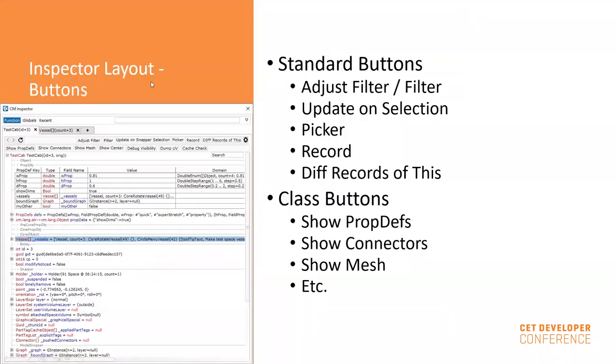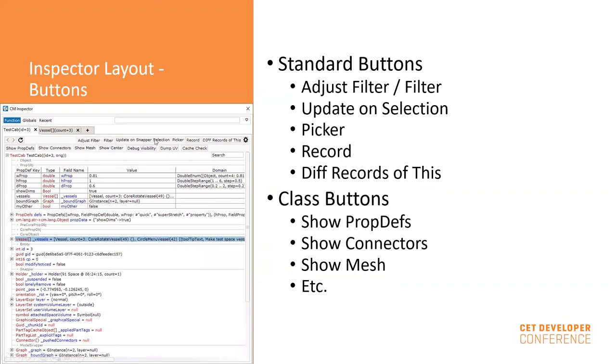Also within the inspector, you'll notice that we have these 2 rows of buttons at the top. The first row of buttons is always going to be there. These are the standard buttons that you get with any object that you inspect. You have adjust filter and filter. Adjust filter will put you into a state where you can choose what objects you want to see, and then you apply the filter when you click filter.